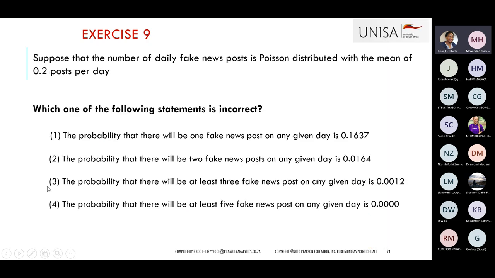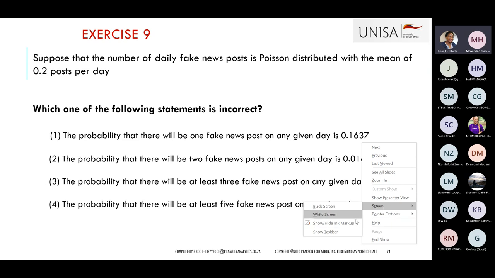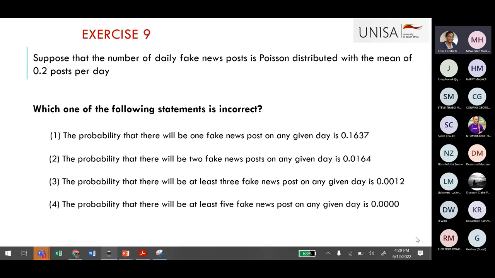Okay, so we are almost at the end of the session. Likewise, I do have extra questions included in the notes that you can go through on your own. So here is the other question. You will notice that most of the questions are almost similar.